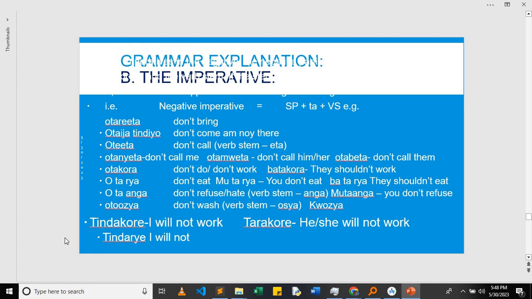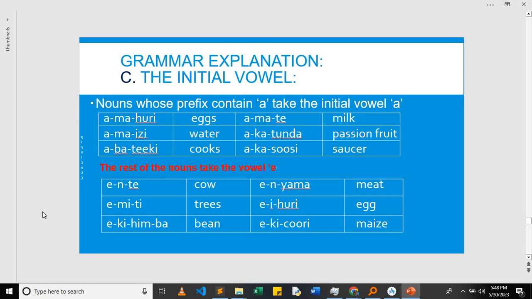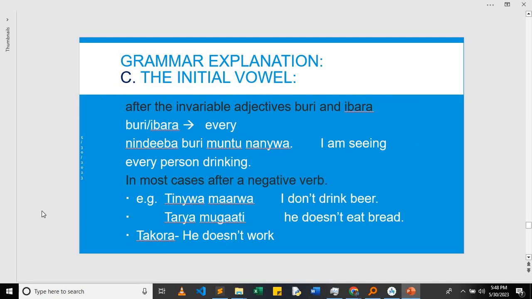That's why we had this word batakora. That means they shouldn't work. But if you make it like takora, he doesn't work. This one will be enough that it will mean that this person doesn't work. Takora, he doesn't work. Now talya mugati, he doesn't eat bread.